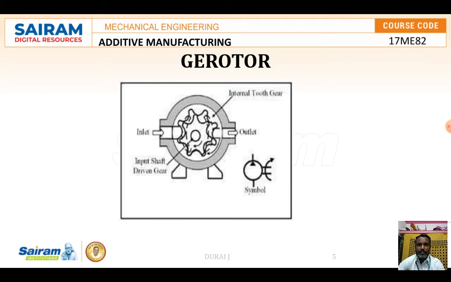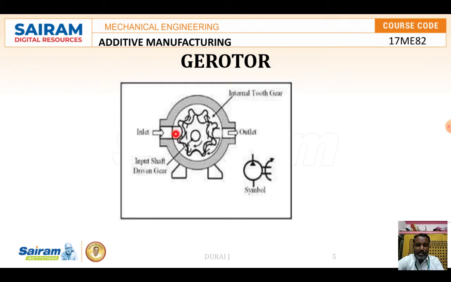The next thing we are going to discuss is the generator. Its function will remain the same as an internal gear pump. There the casing is there, but here they are not providing the casing. There are two different gears: one is the external gear, another one is the internal gear.